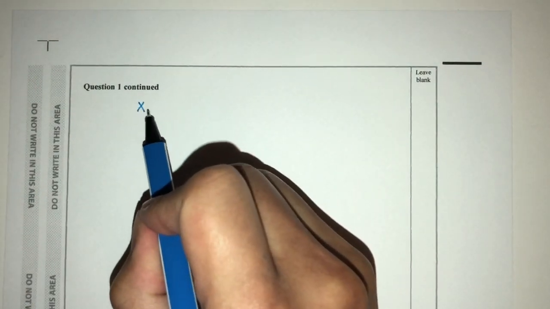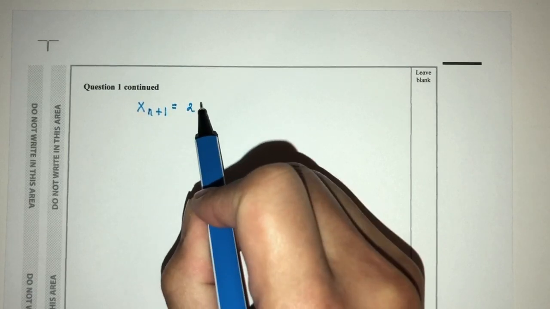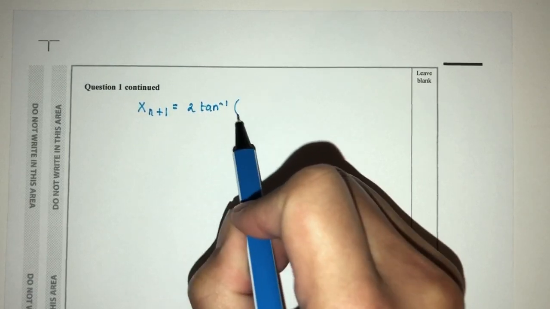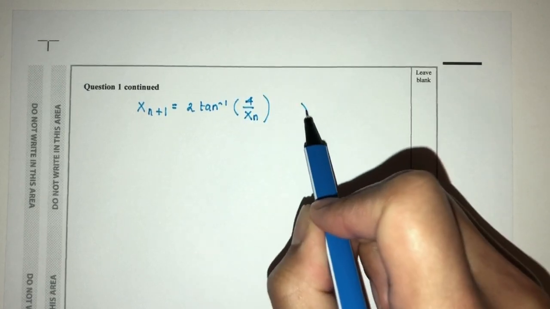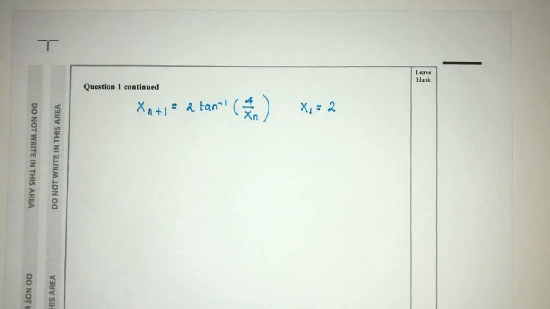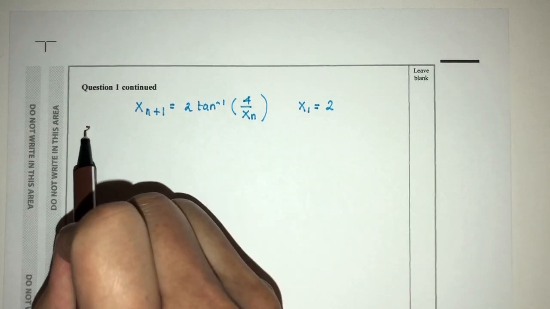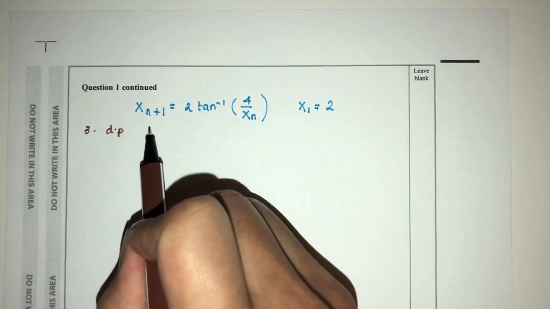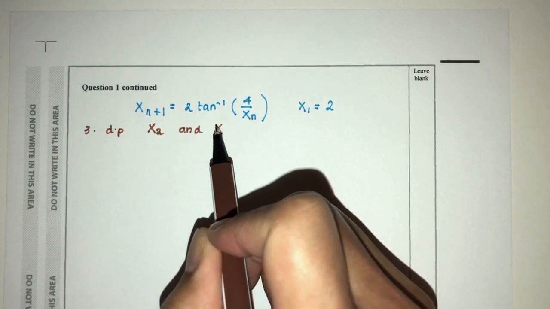Let me write down the formula over the next page. So we are given that x_(n+1) is equal to 2 tan inverse of 4 over x_n, with the value of x1 equal to 2. Okay, great. Now let's move on to the question. So we have to find, to 3 decimal places, the value of x2 and the value of x6.